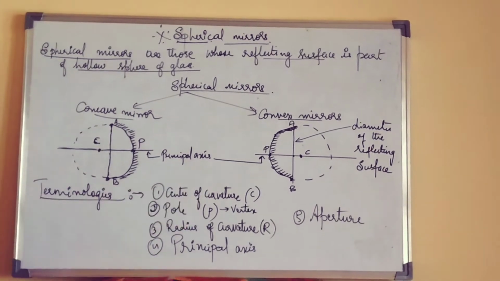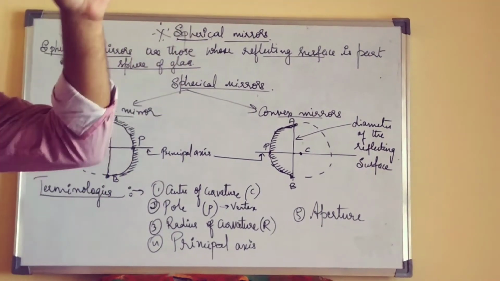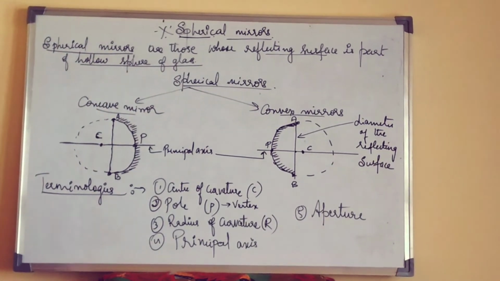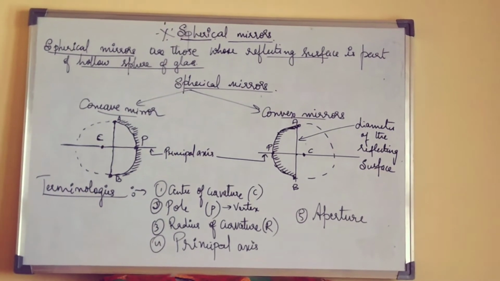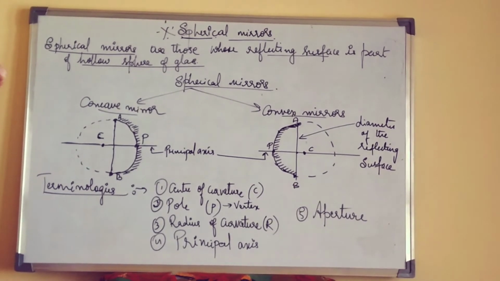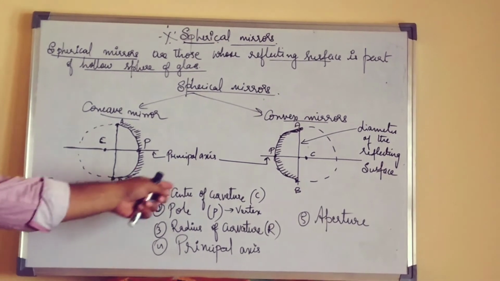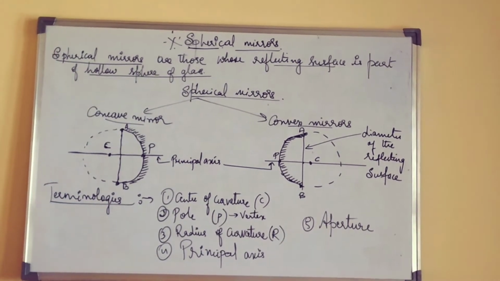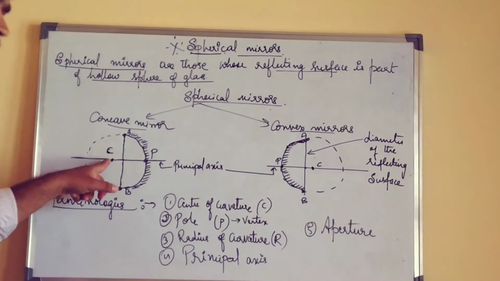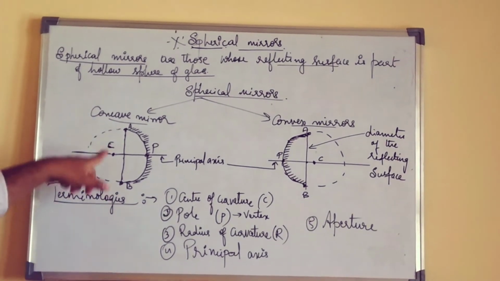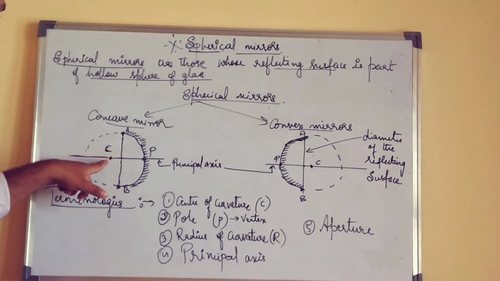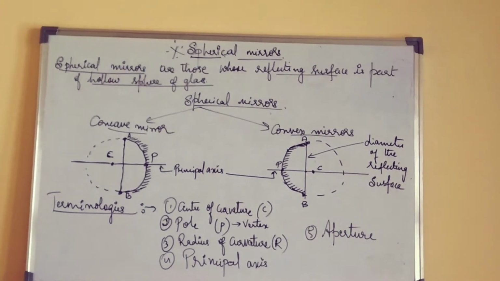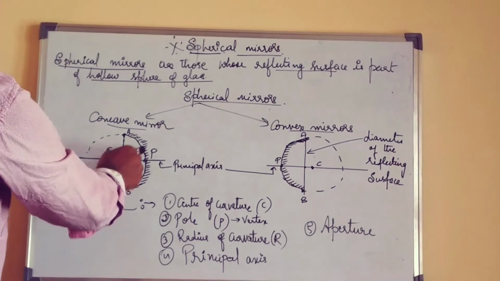Center of curvature. Curvature means curve, like a circle, like a sphere. It is a curve. Okay, its center. How do we draw a circle? By taking certain radius and there is the vertex or the center of the circle. So that is center of curvature. It is represented by capital C. Center of curvature is defined as the center of the hollow sphere of glass.